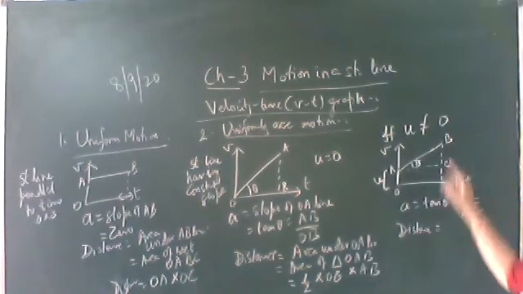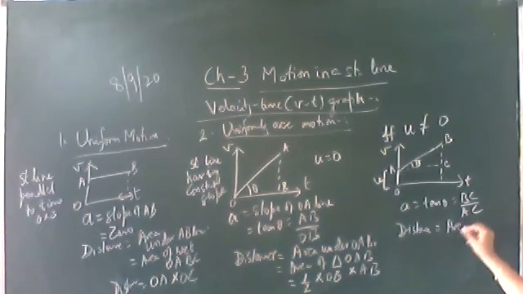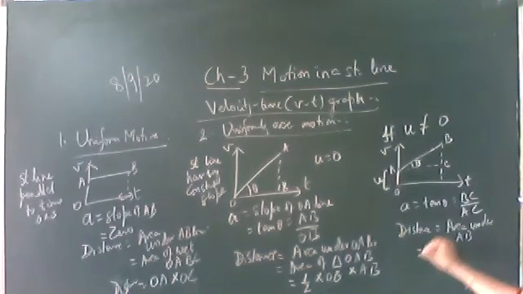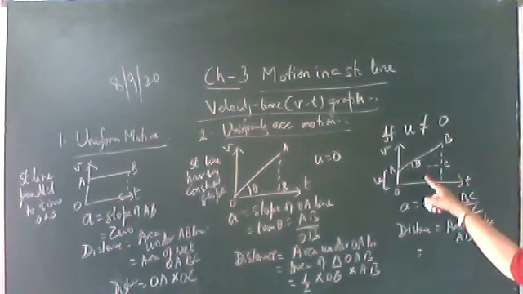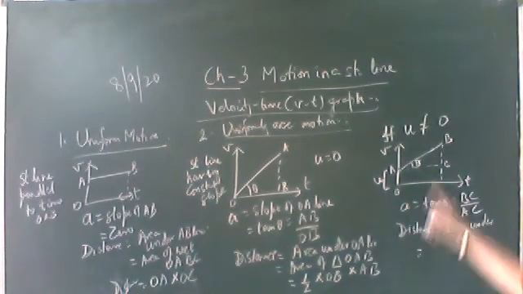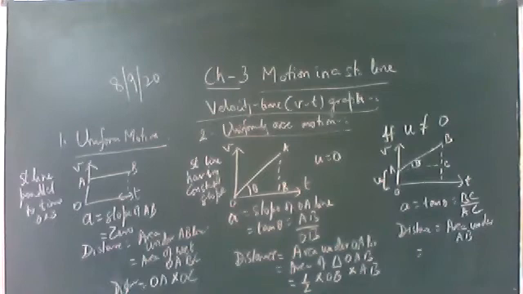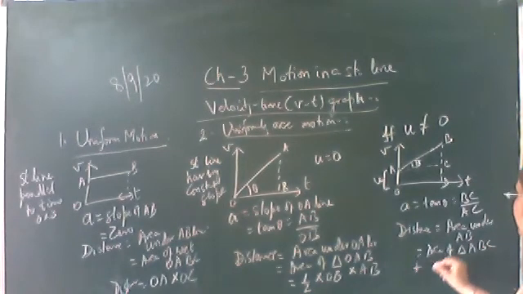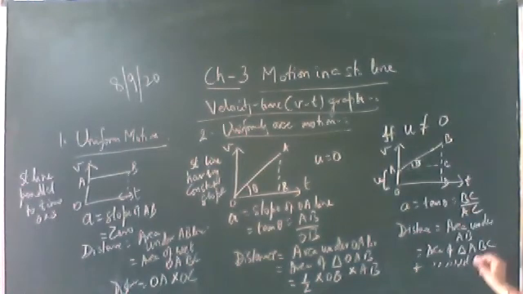The distance traveled is the area under the AB line. Here we get two geometrical figures: one is the triangle and the other is the rectangle. So it is the area of triangle ABC plus the area of rectangle OACD.